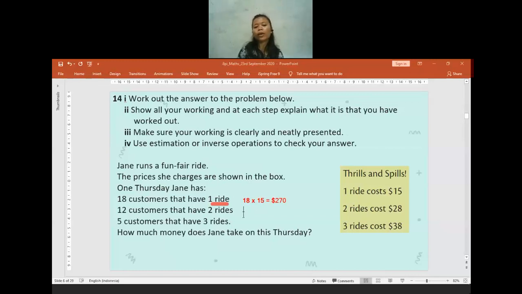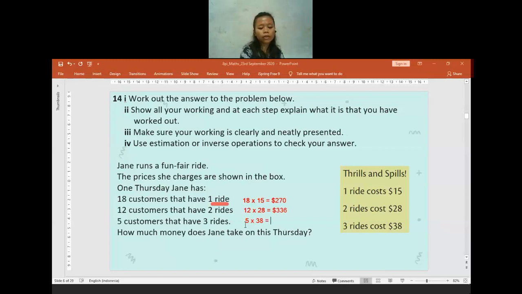Yeah, $270. Now if two rides, there are 12 customers that have two rides, and two rides cost $28. So in here, what do I have to do? Yes, we have to do 12 times 28. How much will 12 times 28 be? Is it 338? Oh, 336. Okay, thank you. Correct, it will be $336.